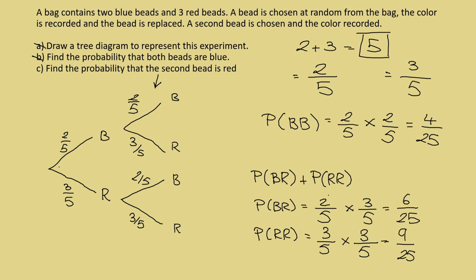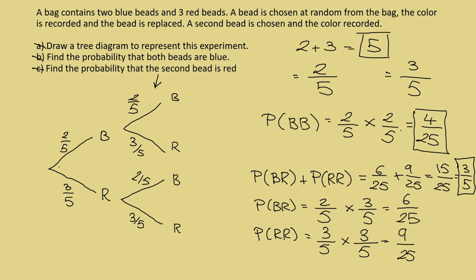And so if we add both these probabilities up, we get that PBR, we said, is 6 over 25, plus PRR, 9 over 25. And we should get that 6 plus 9 is 15 over 25. And if we simplify this, we should get 3 over 5. Okay? Excellent. So that's part C completed. So this is reserved for part B, and then we have the tree diagram. Perfect. Very good.